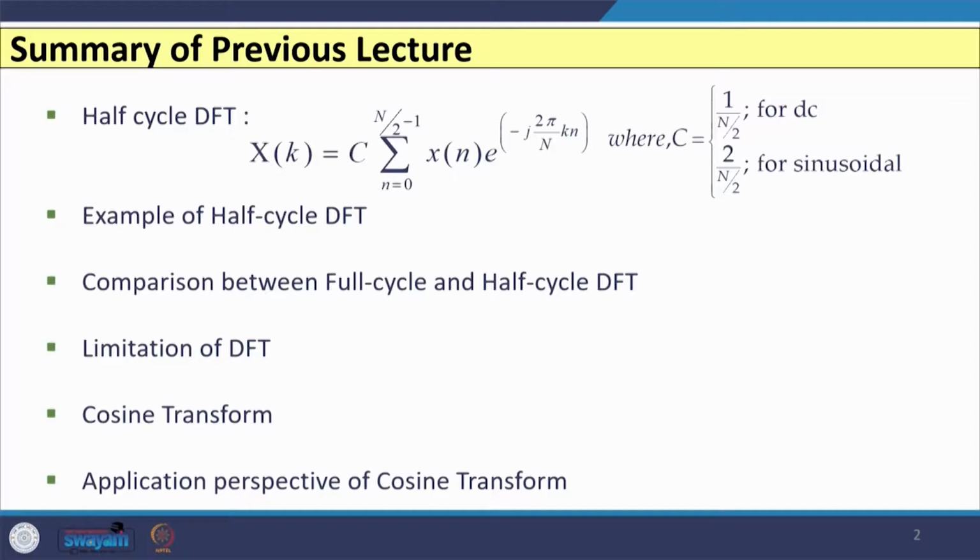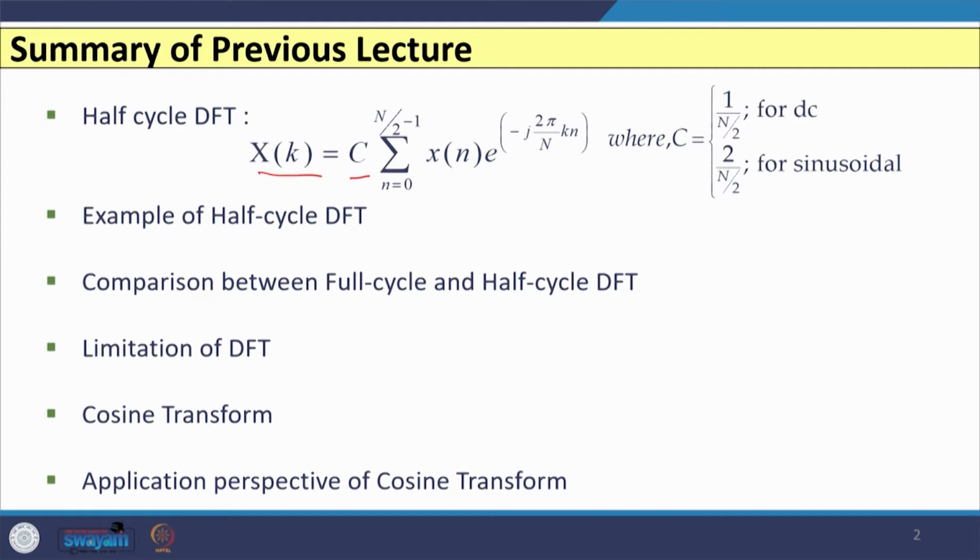Friends, in the previous lecture we have discussed the half cycle DFT, and in that we have seen that the phasor value that is to be estimated for any harmonic component or fundamental or DC term is given by the equation capital C into sigma n equal to 0 to N by 2 minus 1 x of n e raised to minus j 2 pi by N k n, where C is 1 divided by N by 2 for DC and it is 2 divided by N by 2 for sinusoidal components.